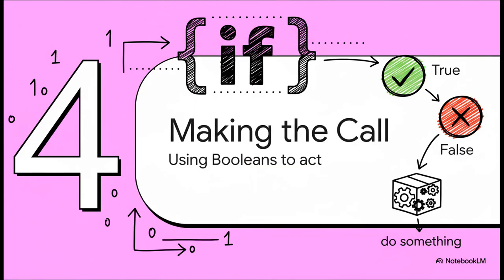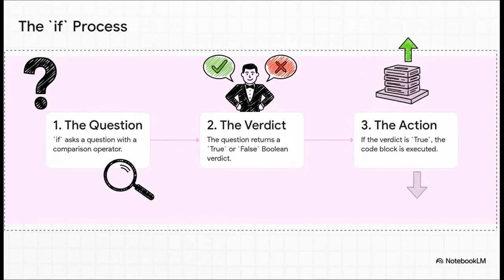Okay, so this is great. We can get a true or a false verdict. But, so what? How does the program actually act on that verdict? Well, that's where the if statement comes into play. This is how we turn that simple answer into a real action. It's really just a simple 3-step dance. First, the if statement asks the question. Second, our bouncer gives the verdict, true or false. And third, and this is the most important part, only if the verdict is true does the program run the next chunk of code. If the answer is false, it just skips right over it and moves on.